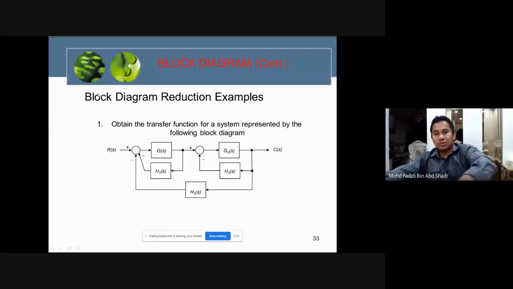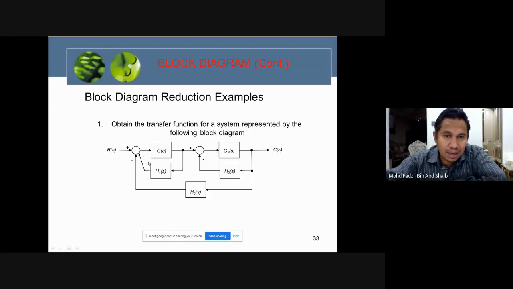Okay, this one is one of the examples. Obtain the transfer function for a system represented by the following block diagram. Everything is negative feedback. It's not positive. So if negative feedback, we have G(s) over 1 plus G(s)H(s), right? Previously, I showed you how to derive the equation. Now we just need to use the equation. Okay, we have this G1(s)H1(s), we have this G2(s)H2(s), and we have H3(s).